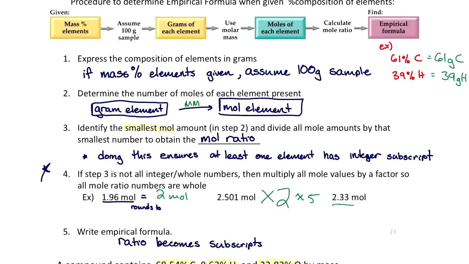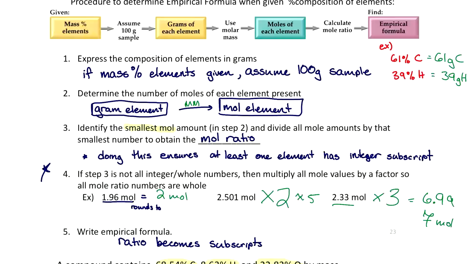Or what if you do all that work and you get 2.33? Are we going to round that down? No. What are you going to do? You're going to multiply all of your mole amounts by 3, because 2.33 times 3 is 7. So you'll get something like 6.99. That is very close to 7 moles.